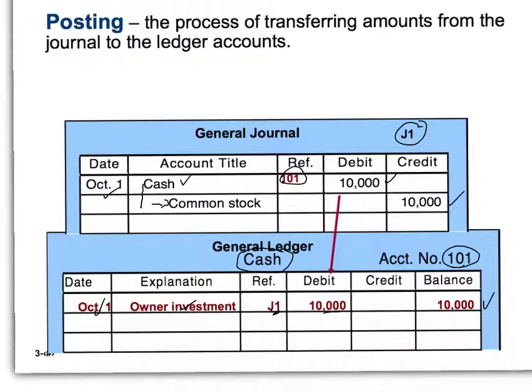And we would keep this account, and every transaction that affects cash, we would then post to this cash account: the date, the page where that transaction is referenced, whether the transaction increased or decreased cash, and we have an ongoing balance. Now, I'm not showing you, but there would be another card for common stock. It would be the same date, same journal reference, only it would be a credit of $10,000 and a credit balance of $10,000. So that's how the journal and the ledger work together.